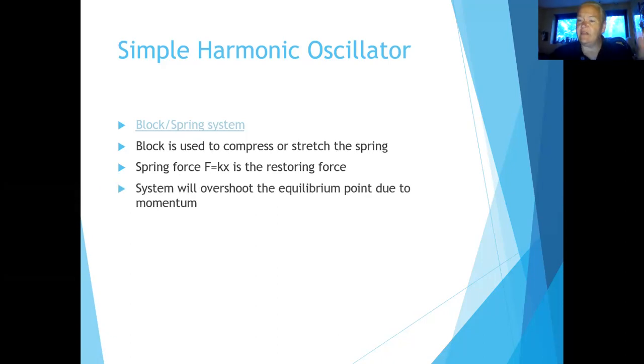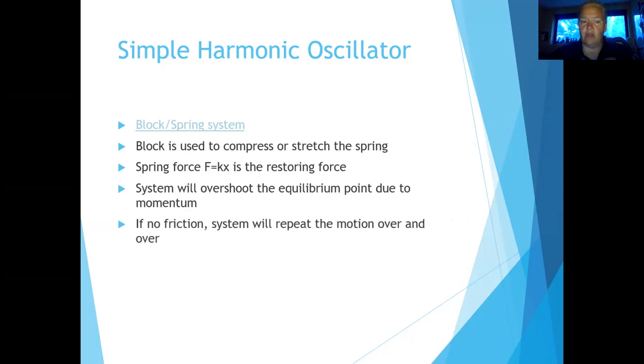So as we let this thing move, it's going to overshoot the equilibrium point. And again, that's because of the momentum of the block. The momentum will not let the block stop at the equilibrium point. So if there's no friction to retard the motion, it's going to repeat over and over and over. And that's what makes it a simple harmonic oscillator. Simple is because it's to the first power. Harmonic means it's symmetric on either side, and it's just going to continue on indefinitely.